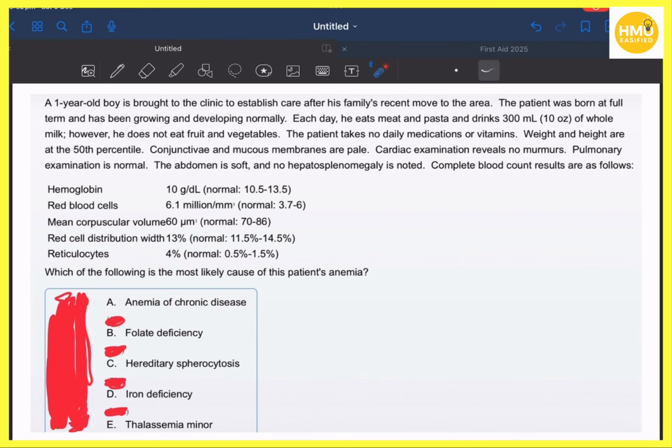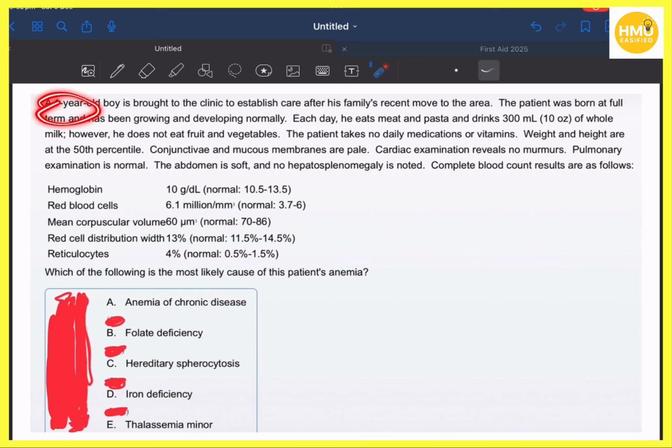Hey guys, for another video, we're gonna talk about microcytic anemia in general. So let's get started with this case. As usual, I'm gonna pause it for a bit and just try to solve it yourself. It's fine if you get it wrong. We're gonna explain everything and get into differentials and actually solve it step by step.